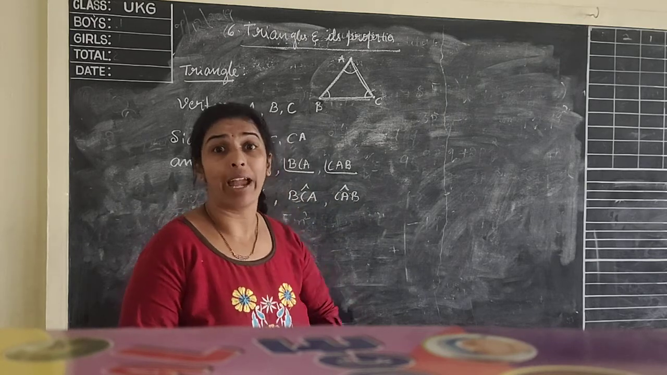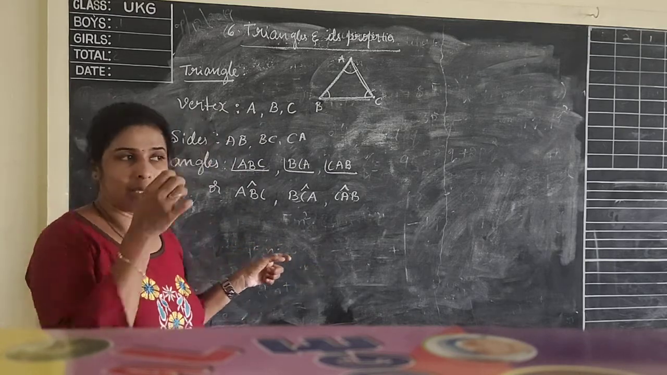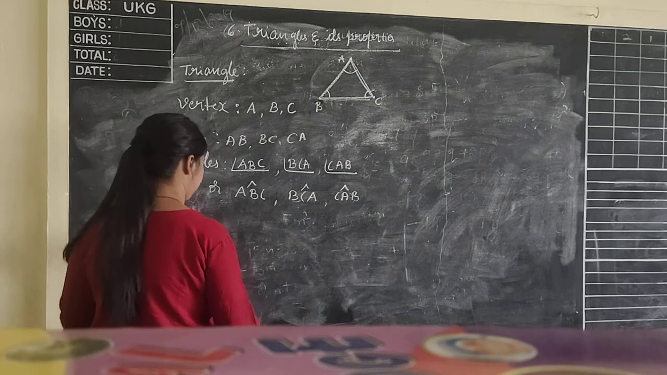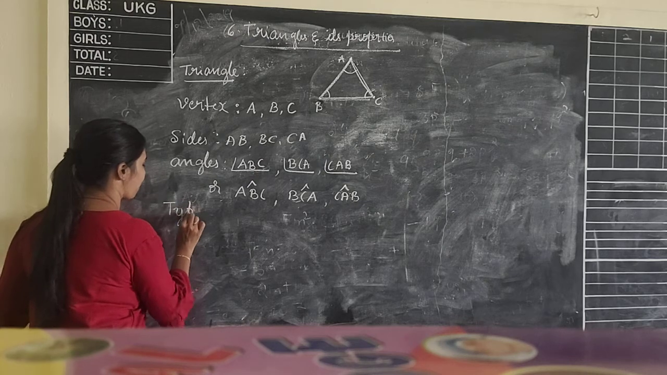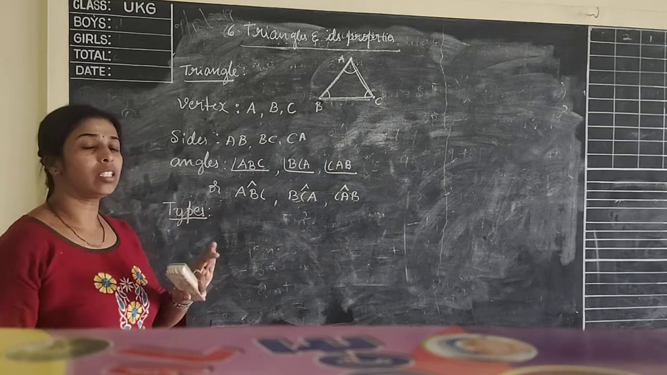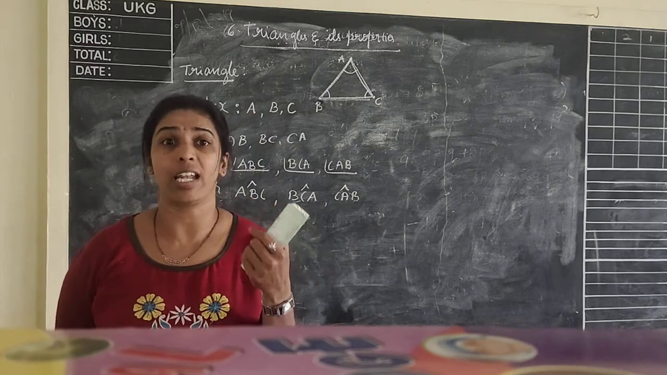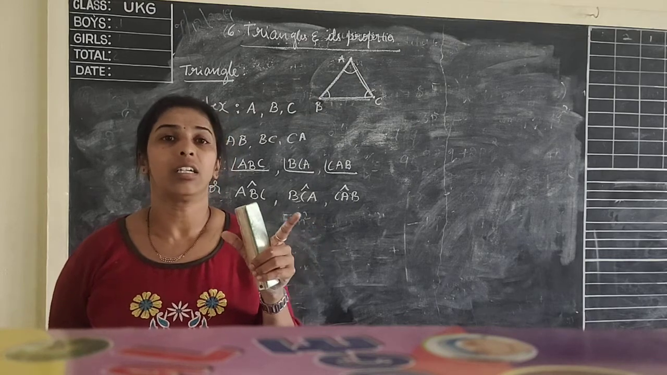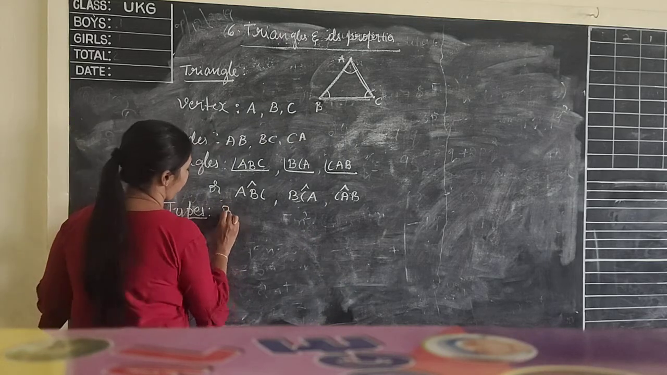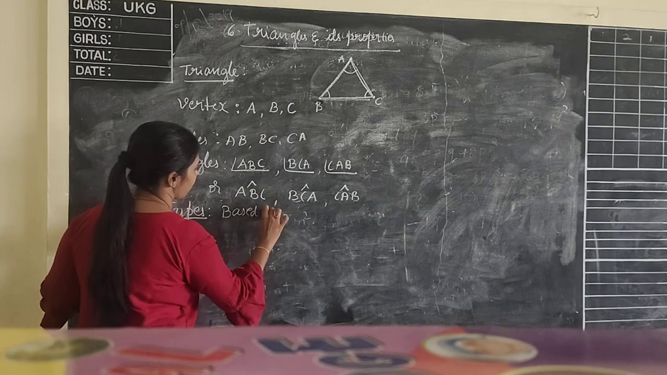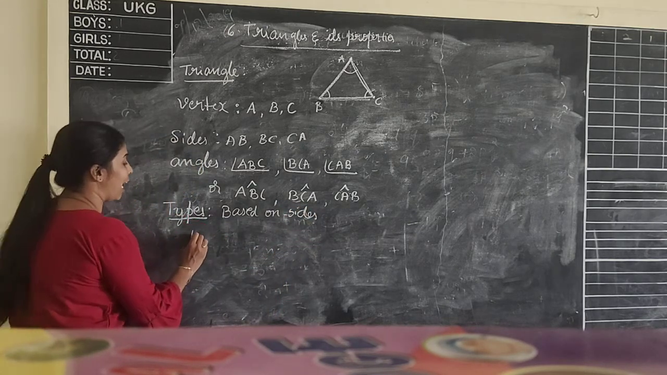Now, types of triangles. There are two ways: one is based on angles and the other is based on the sides. Like that, types of triangles are there. First, I will see based on the sides. Based on sides, first one, equilateral triangle.